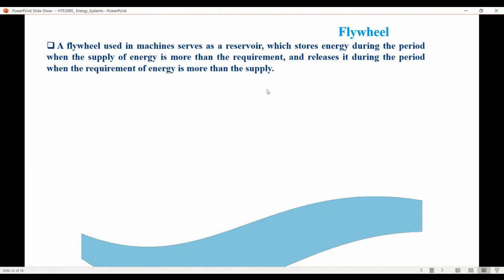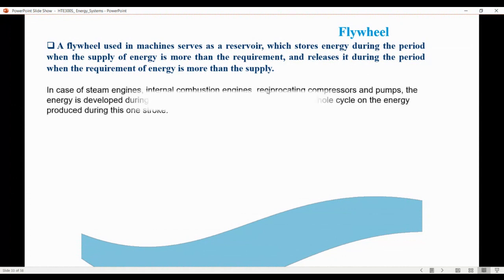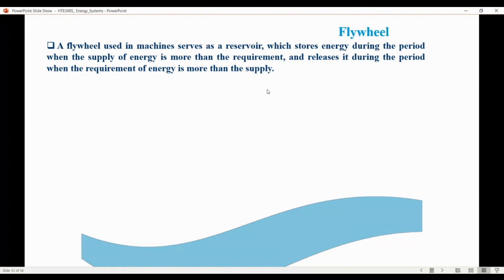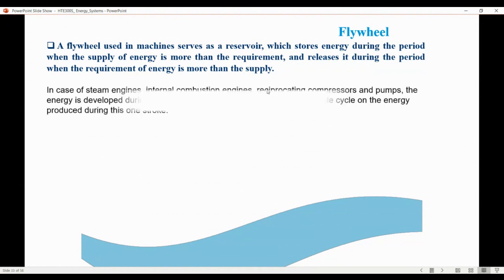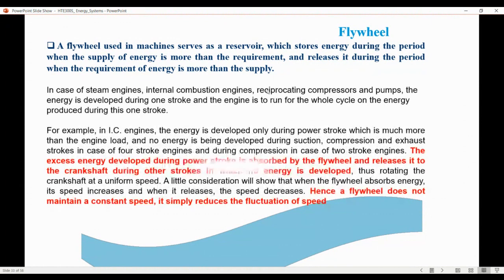I'm going to talk right through them and then just start solving examples. A flywheel is used as a reservoir or energy storage unit, which stores energy during the period when the supply is more than the requirement and releases it during the period when the requirement of energy is more than supply. I did say this right up front, but I'm unpacking it again just to say that's what the actual flywheel is.